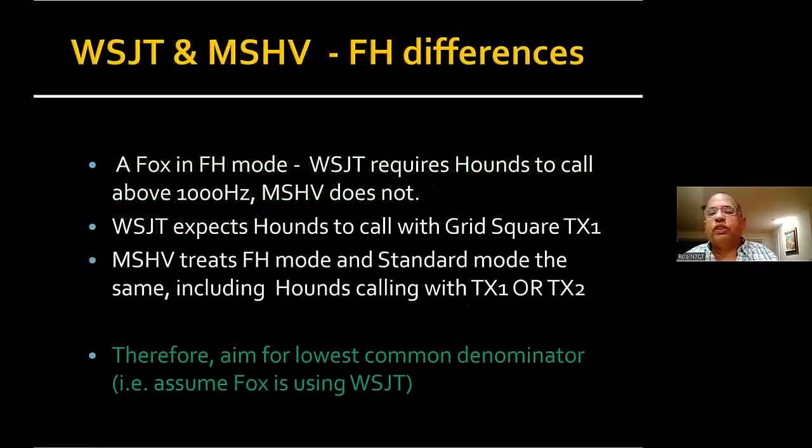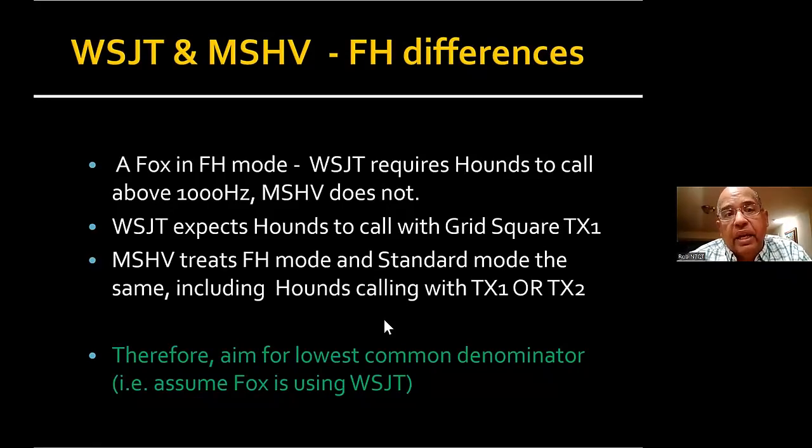So let's talk about the two titans of fox applications. I would say 100% of all of the foxes are using either of these two applications. Their behaviors are different, and it's very important for all of us to understand what those differences are. In the case of WSJT-X, it requires the hounds to call above 1,000 hertz. And again, I'll say well above 1,000. MSHV does not have that requirement. WSJT-X expects hounds to call with a grid square, which is TX1.